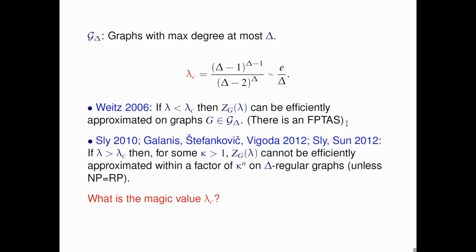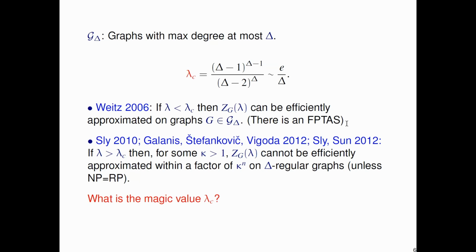I mean, in a better sense, you're not going to do that right there, but don't worry about it. For now, let's just fix delta. And let me ask, can we approximate the partition function when the input is an arbitrary graph of degree delta? And the truth is that if lambda is less than this critical value, then you can do that. You can approximate in the best possible sense.